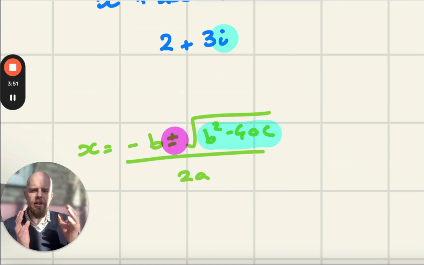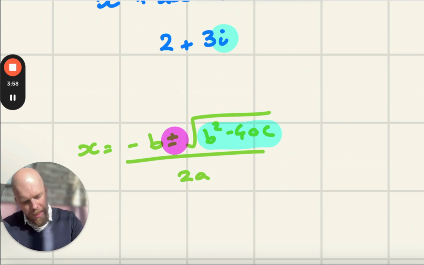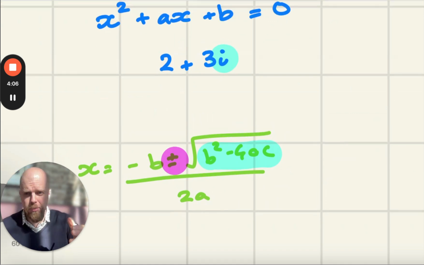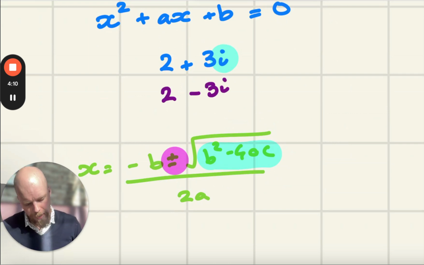So what that means is that if you have plus 3i as one of your solutions, the other solution is going to be minus 3i. Therefore, and this is always the case, if a plus bi is a solution, a minus bi is the other solution. So we know that one solution is 2 plus 3i, that means the other solution is 2 minus 3i.